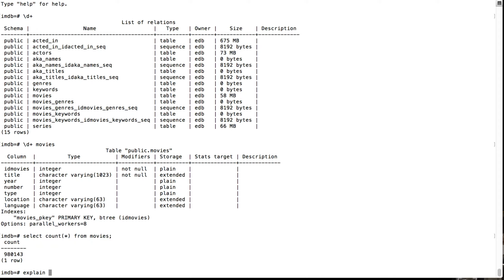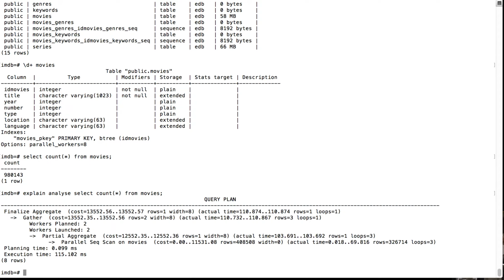Do you want to have a look at the query plan for this particular query we fired? Let's just have a look. Here it is. Okay, so there is something new, parallel sequence scan, the topic of the day, and there were 2 workers launched for parallel scanning of the table movies.